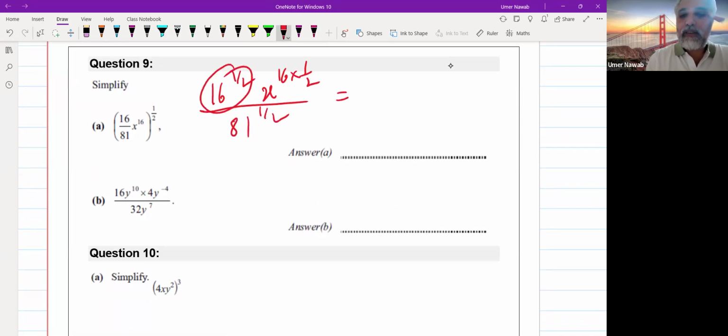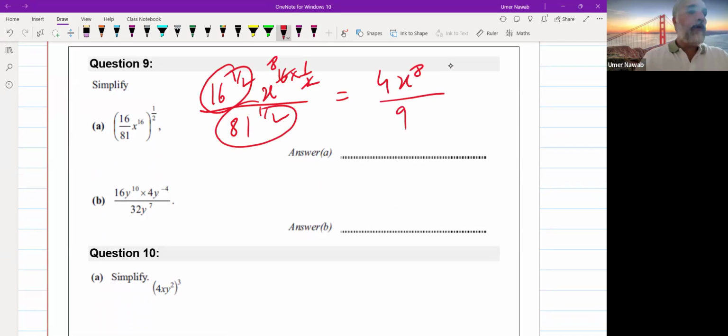The square root of 16 is 4. 2 cancels with 16 and gives you 8, x power 8. And the square root of 81 is 9. That's the final answer. Okay. So let's move on.